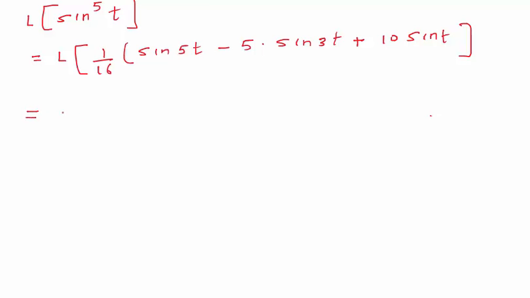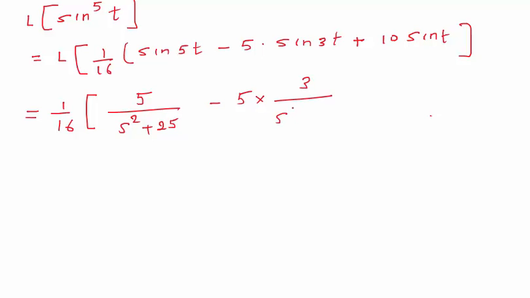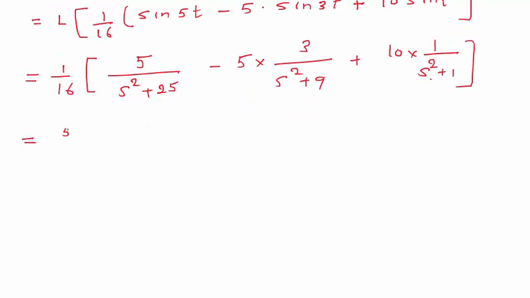This is equal to 1 upon 16 Laplace of sin 5t. I will say that 5 upon s square plus 25 minus 5 into 3 upon s square plus 9 plus 10 into 1 upon s square plus 1. Technically speaking, we have found the Laplace of sin power 5t, but we can simplify this further. We take 5 upon 16 common.